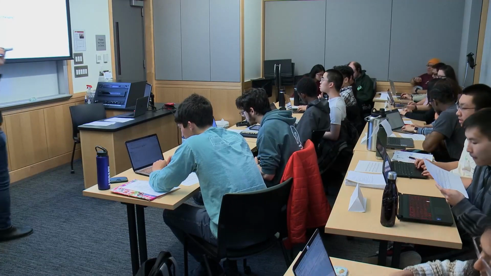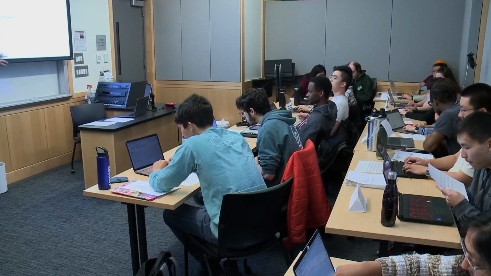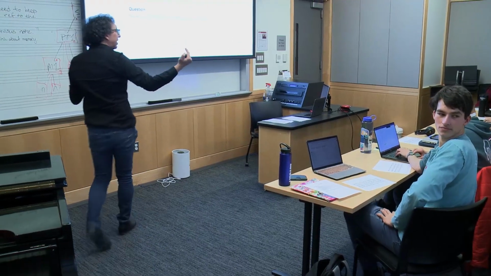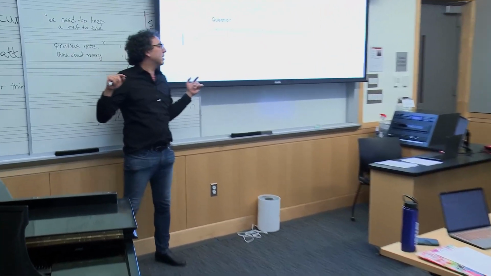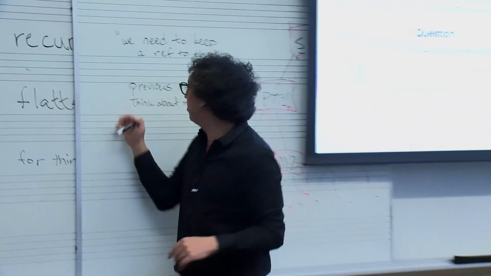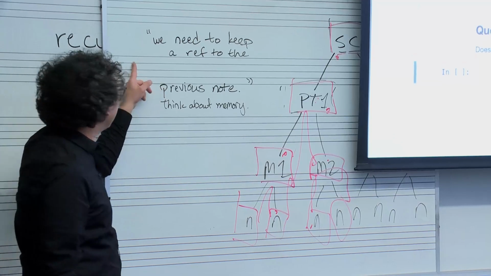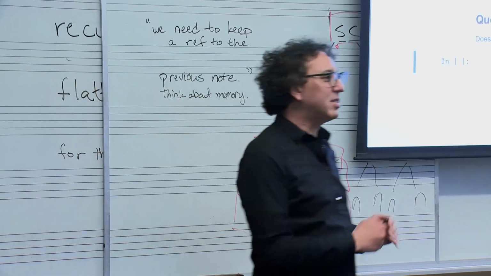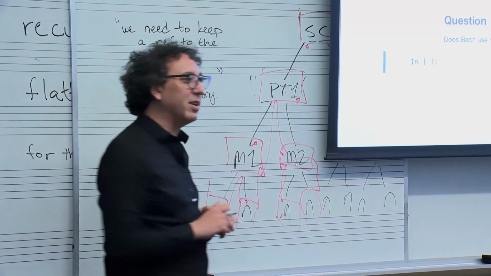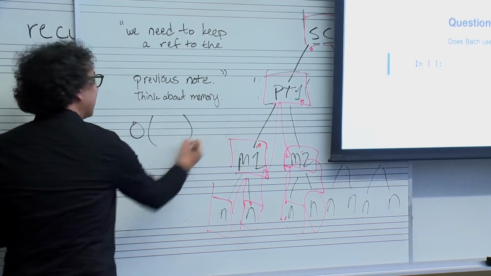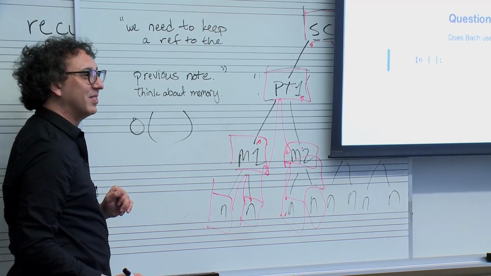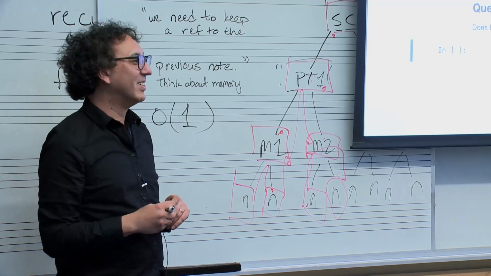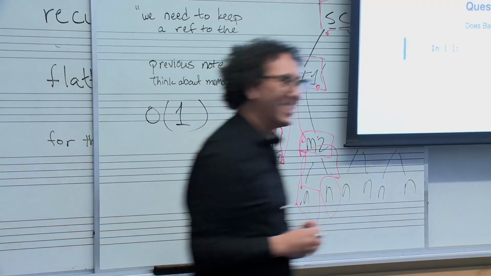I'm going to interrupt for one second to say something I have heard from two different groups. I have heard something like, "Ooh, but think of the memory. We're going to have to keep a reference to the previous note." To keep a reference to the previous note, what is the big O memory consideration that we're thinking about? O of 1. Do we care about O of 1 memory? No, we do not. Good. Keep going with that.